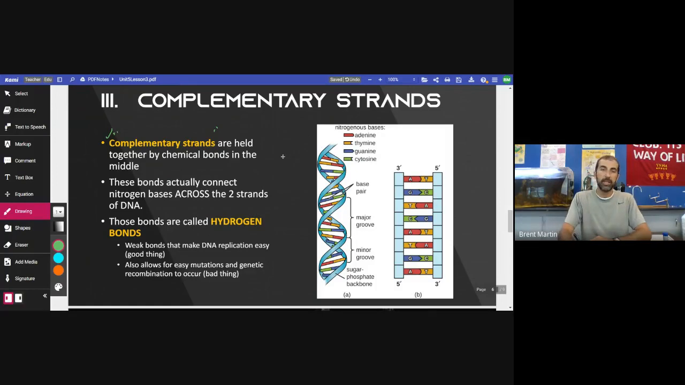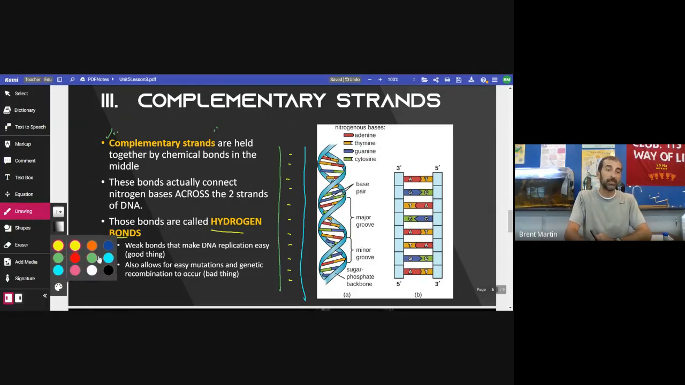What complementary means is they'll give you one side of a DNA strand, and what they're expecting you to tell them is what is on the other side. Now, complementary strands are held together by chemical bonds that are in the middle between these nitrogen bases. And these bonds, I'll write with little yellow lines, those bonds are called hydrogen bonds, right?